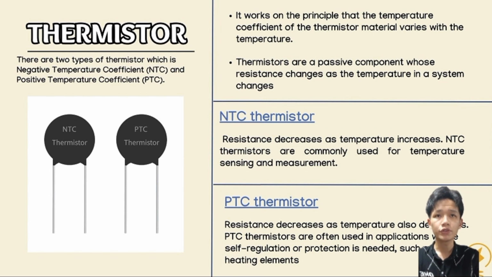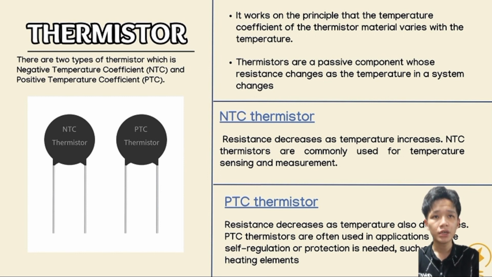There are two types of thermistor, which are negative temperature coefficient, or say NTC, and positive temperature coefficient, or say PTC. They work on the principle that the temperature coefficient of the thermistor material varies with the temperature. Thermistors are passive components whose resistance changes as the temperature in a system changes.